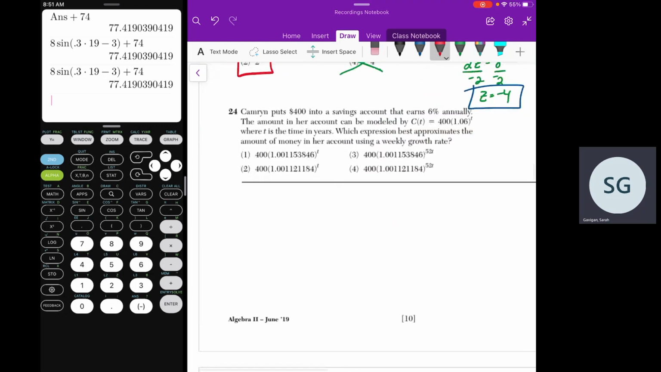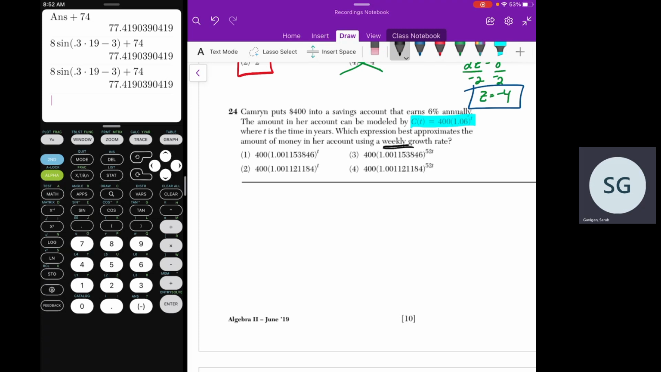Carmen puts $400 into a savings account that earns 6% annually. The amount in her account can be modeled by this. Great, they gave me the equation. Cool. Where T is time in years. Which expression best approximates the amount of money in her account using a weekly? We're converting annually, yearly, to weekly, but it's her same account.